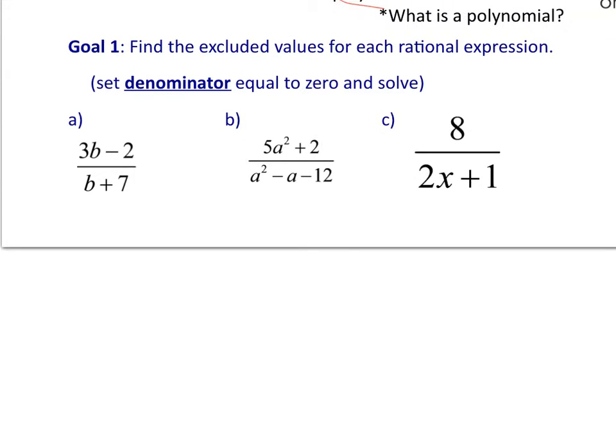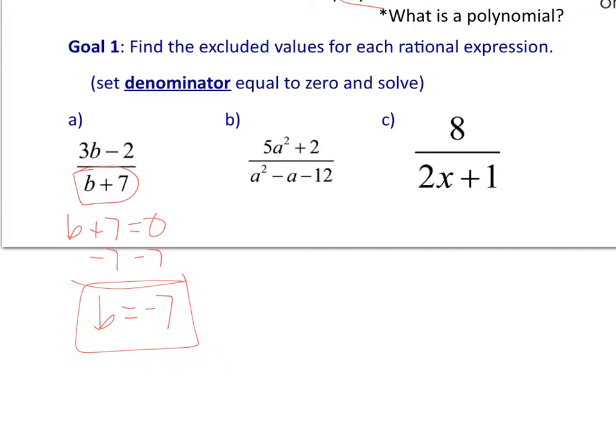Goal number 1, find the excluded values for each rational expression. Again, this is where we want to set the denominator equal to 0 and solve. So on A, 3b minus 2 over b plus 7, I am going to set b plus 7 equal to 0 and solve for b and get b equals negative 7.